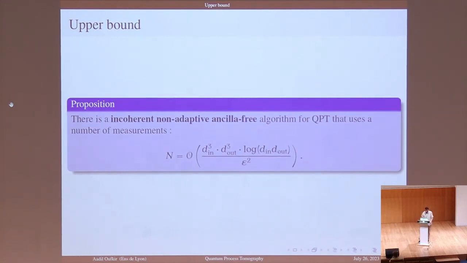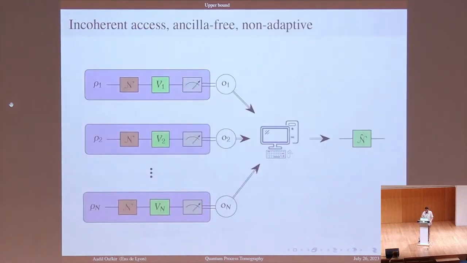So first, let me define these terms. Again, in the incoherent access, we can only use one black box or one unknown channel per step. But now, ancilla-free means that there is no auxiliary system, and so the dimensions of the input states and the measurement devices are the same as the dimensions of the unknown quantum channel N. And again, non-adaptive means that the choices should be fixed before even starting the learning procedure.